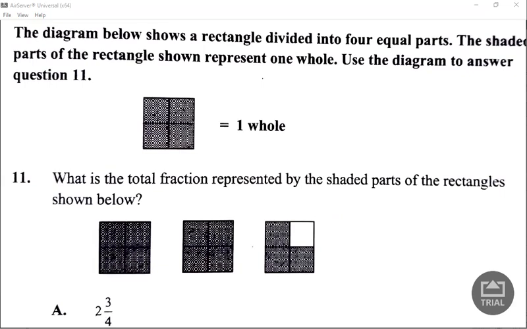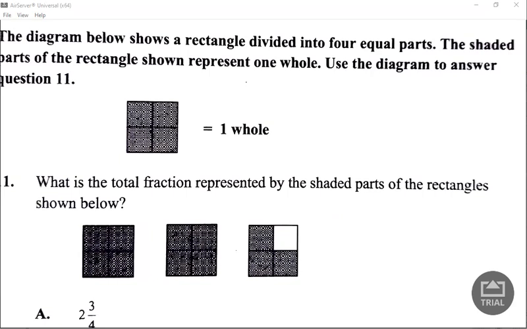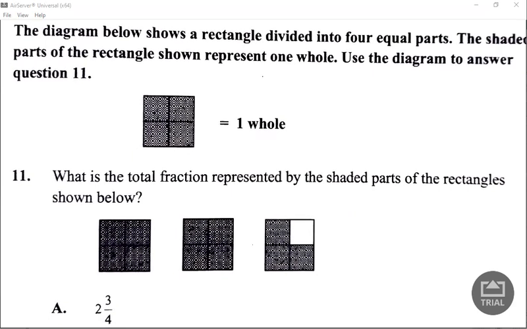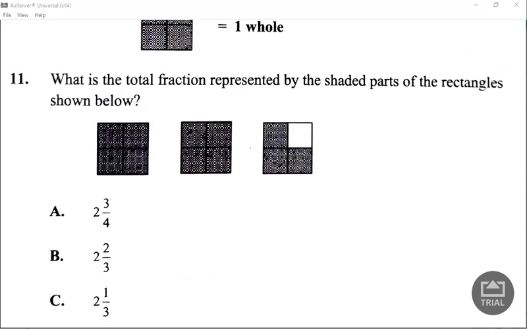The diagram below shows a rectangle divided into 4 equal parts. The shaded parts of the rectangle shown below represent one whole. Use the diagram to answer question 11. And question 11 says, what is the total fraction represented by the shaded parts of the rectangle shown below?